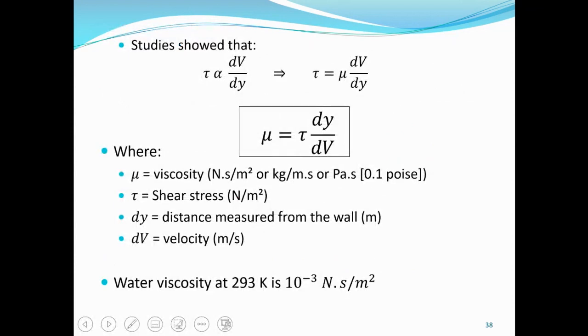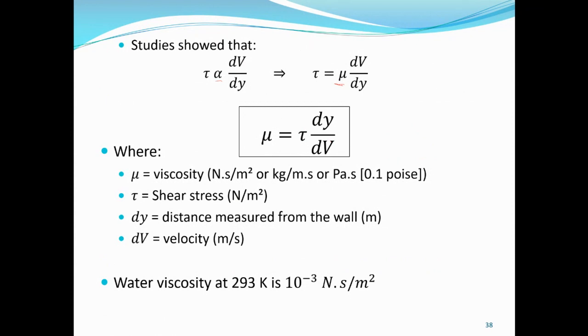Now, studies have shown that the shear stress is proportional to the velocity gradient. This is the velocity gradient dv/dy. If you remove the proportionality sign, you introduce a constant, which is the coefficient of viscosity. If you make it the subject, mu is tau over dv/dy.